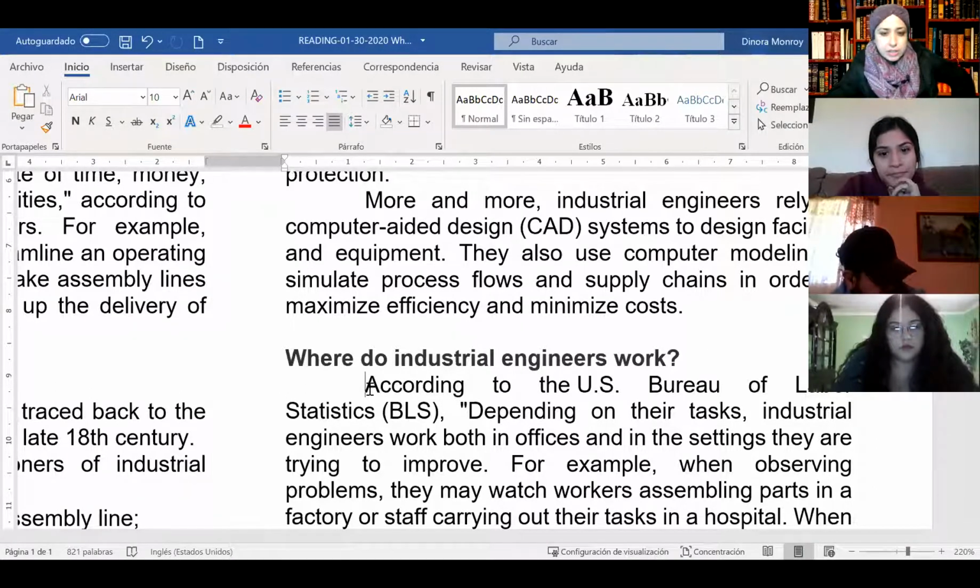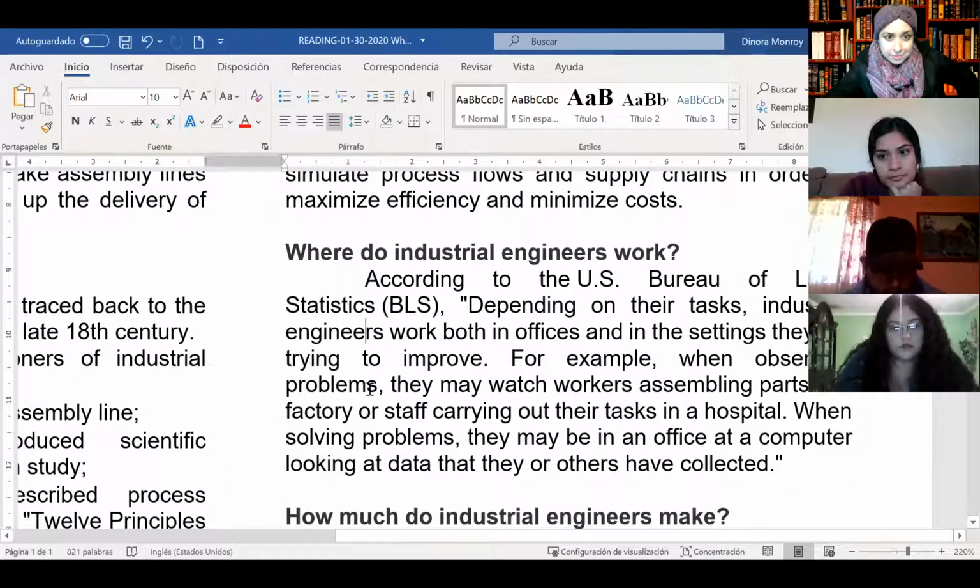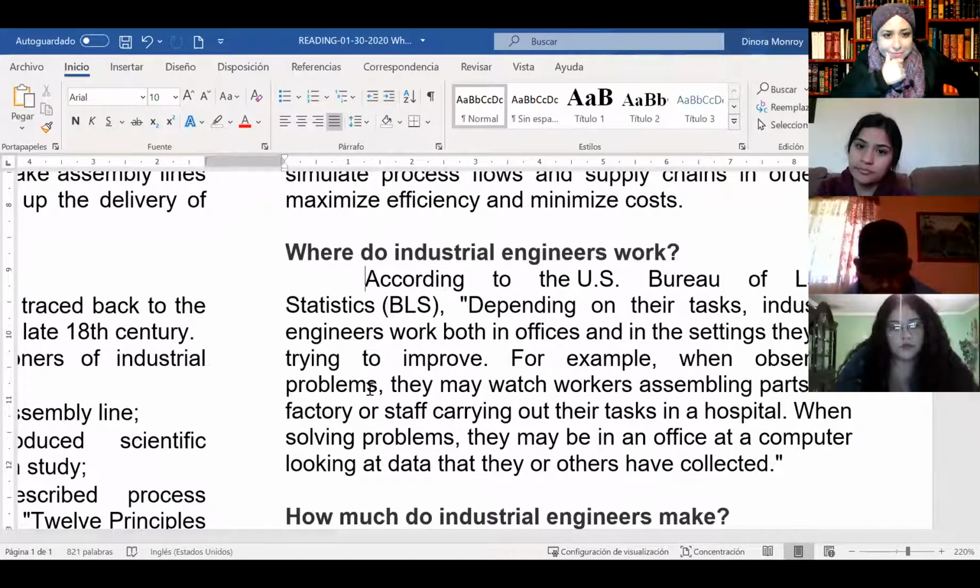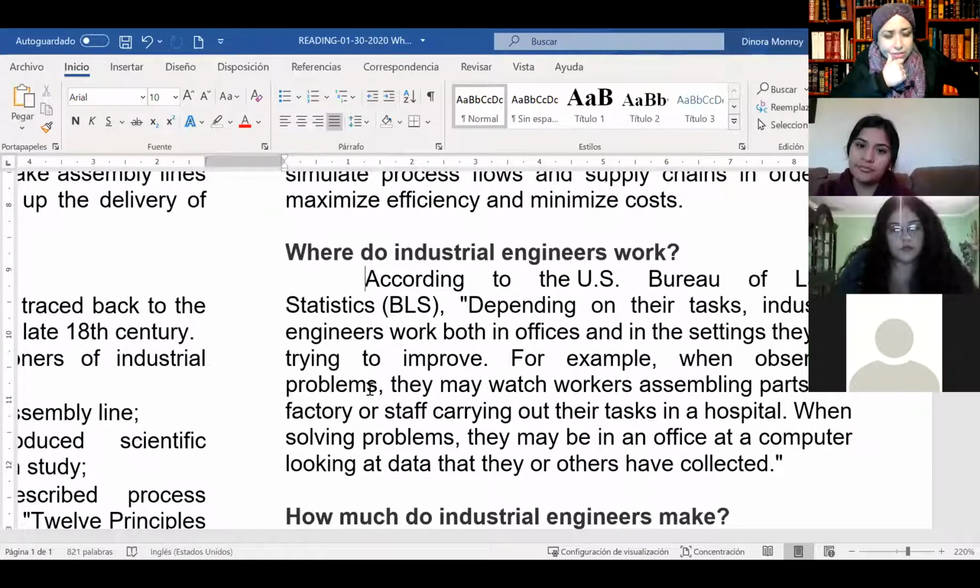Where do industrial engineers work? Hasta el punto no, profe. What? Hasta el punto. What is that? Can you repeat the question, please?